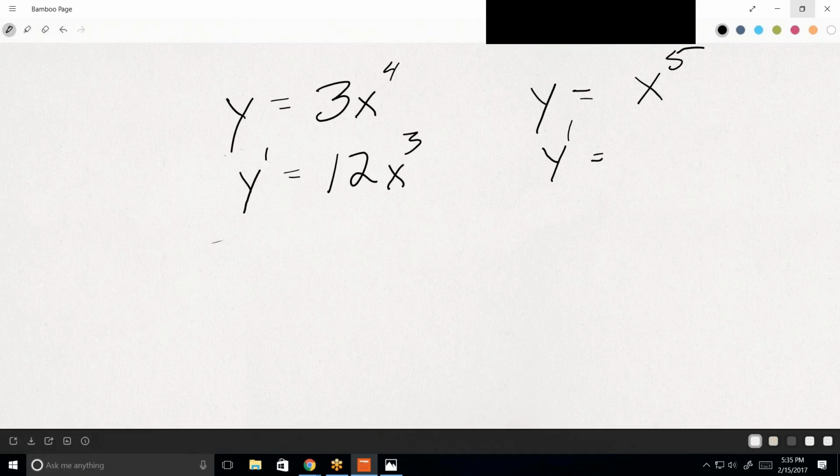Negative x to the 5th. No, start with the exponent. Multiply it by the coefficient, which is 1. Times 1 is 5. X to what? To the 4th. Yep. Always subtract 1 from the exponent when you're done. Let's try another one.